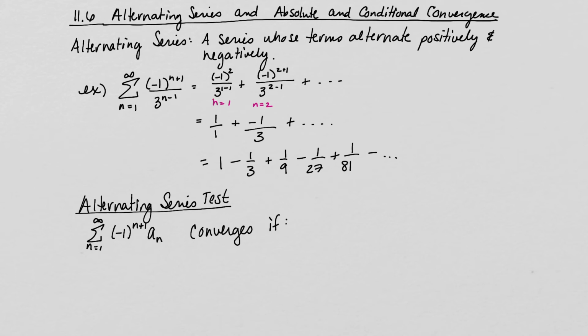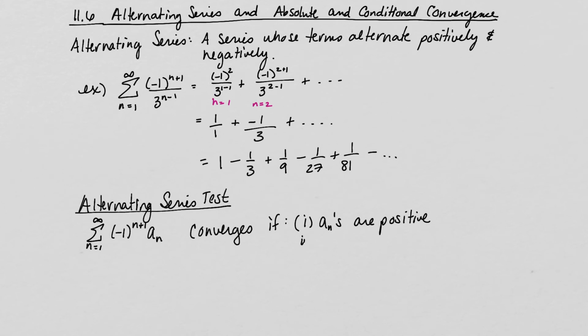Okay, so there's 3 conditions. If all 3 conditions are met, it converges. Any one of the conditions fails, it diverges. So the first condition is that the a sub n's are positive. Okay, so you have this negative piece, but the negative is really being controlled by the negative 1 to the n plus 1 part. So it's really just flip-flopping back and forth, and if I got rid of that flip-flopping part, everything I have left would be positive.